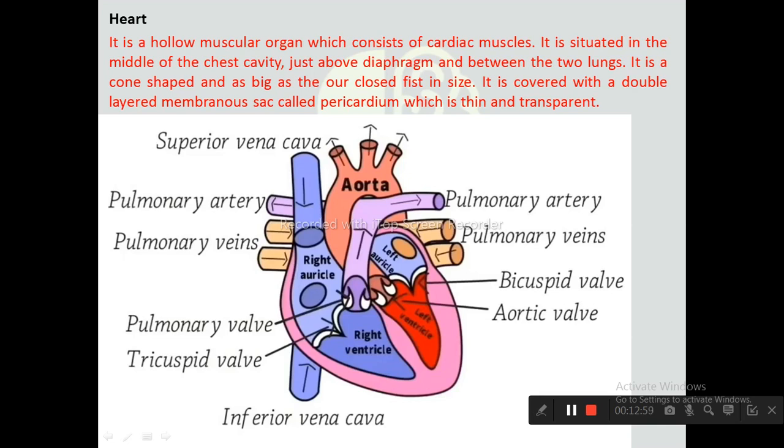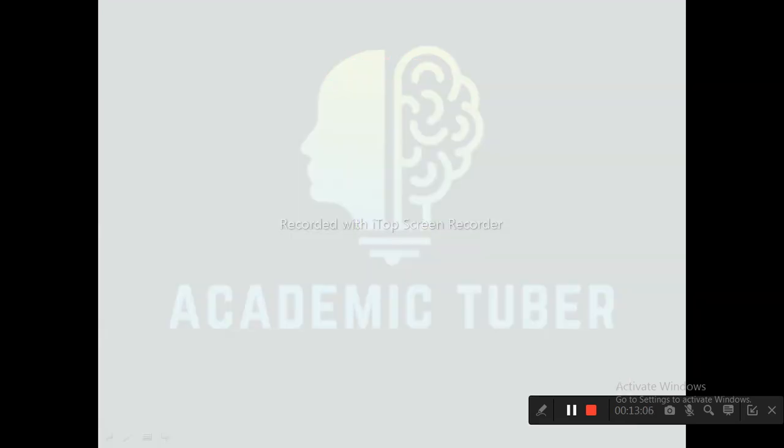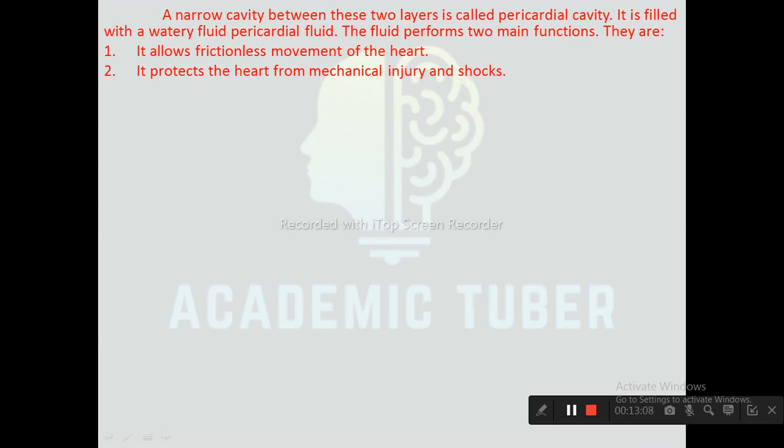It is covered with a double layer membranous sac called pericardium, which is thin and transparent. A narrow cavity between these two layers is called the pericardial cavity, and it is filled with a watery fluid called pericardial fluid. The fluid performs two major functions: it allows frictionless movement of the heart and also protects the heart from mechanical injury and shocks.